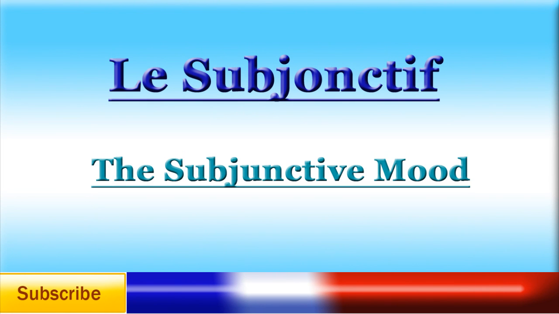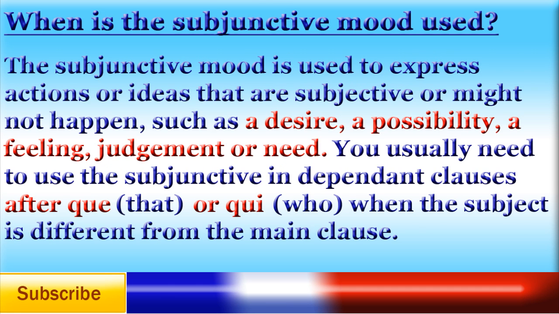Le subjonctif, the subjunctive mood. When is the subjunctive mood used? The subjunctive mood is used to express actions or ideas that are subjective or might not happen, such as, for example, a desire, a possibility, a feeling, judgment, or need. You usually need to use the subjunctive in dependent clauses after que, meaning that, or qui, meaning who, when the subject is different from the main clause.